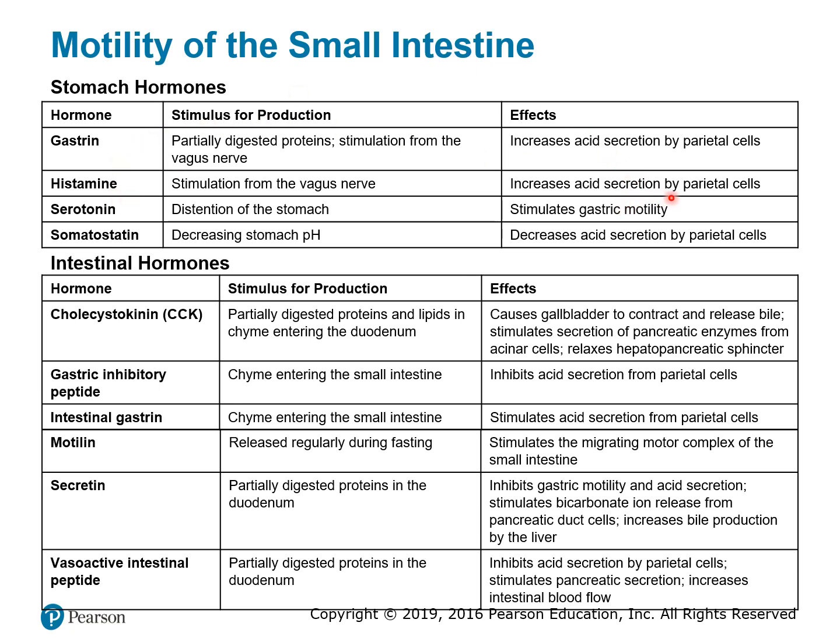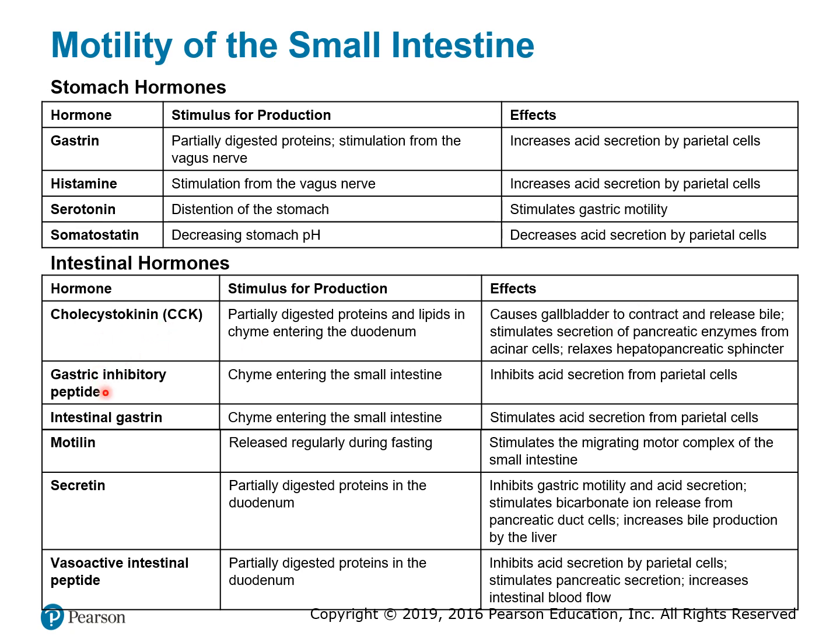Serotonin stimulates gastric motility, and somatostatin decreases the secretion by parietal cells, which mainly we focused on in part 1. Intestinal hormones are going to be the ones that we mainly talk about in the second part. We have cholecystokinin, which causes the gallbladder to contract and release bile, which we're going to learn what bile is exactly later on. It stimulates secretion of pancreatic enzymes from acinar cells and relaxes the hepatopancreatic sphincter. Like I said, we're going to learn about this as well.